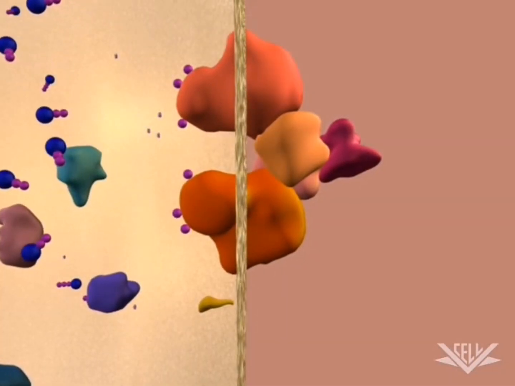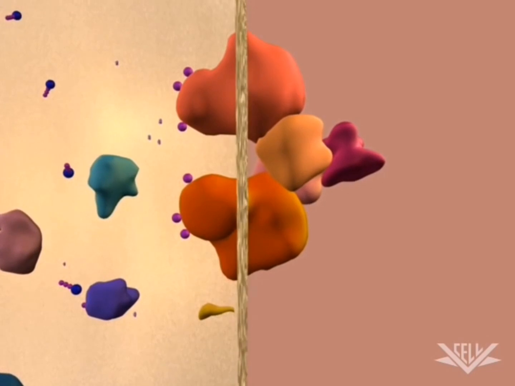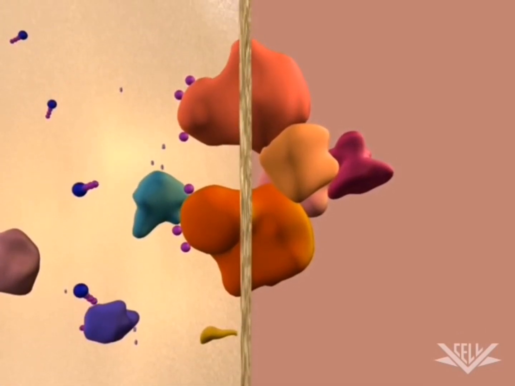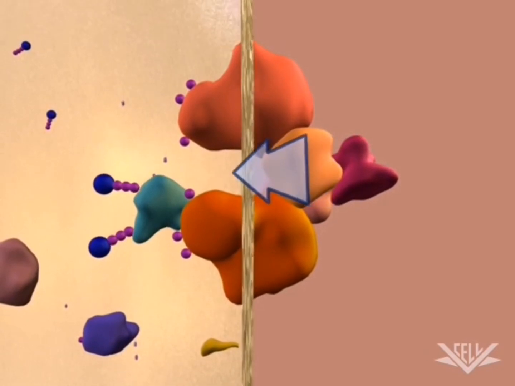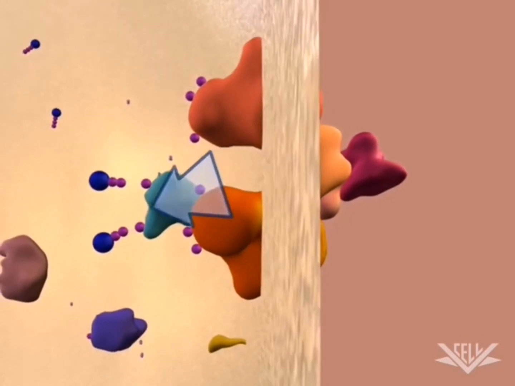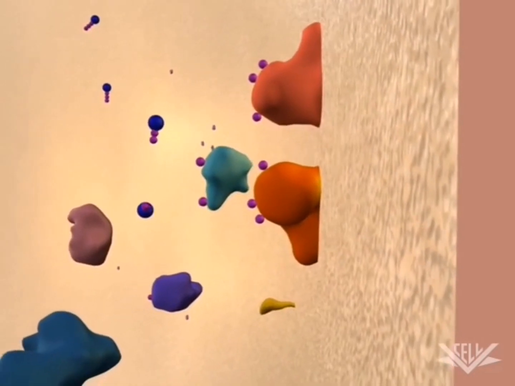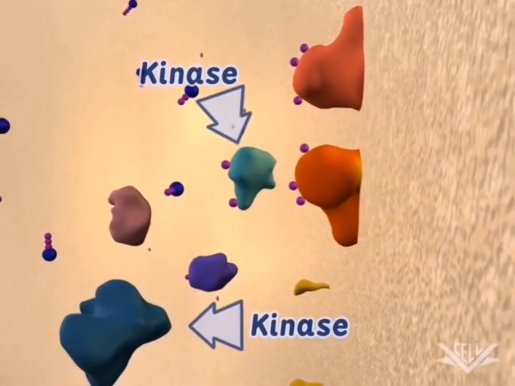The activated receptor protein then adds a phosphate group to another closely associated protein. This effectively passes the signal from the receptor to the next step in the signal pathway. Proteins that add phosphate groups to another protein are called kinases.